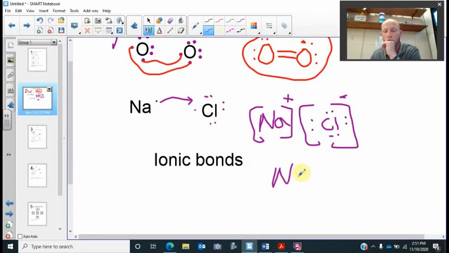But I don't want to do this sodium bond and then chlorine. Okay, that's wrong. That's wrong. This bond is indicated by their opposite charges and their brackets here.